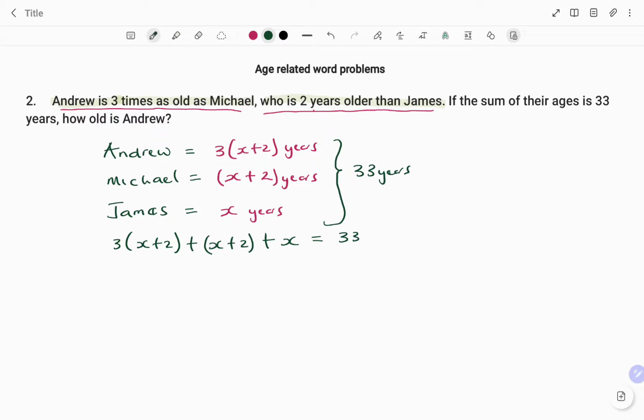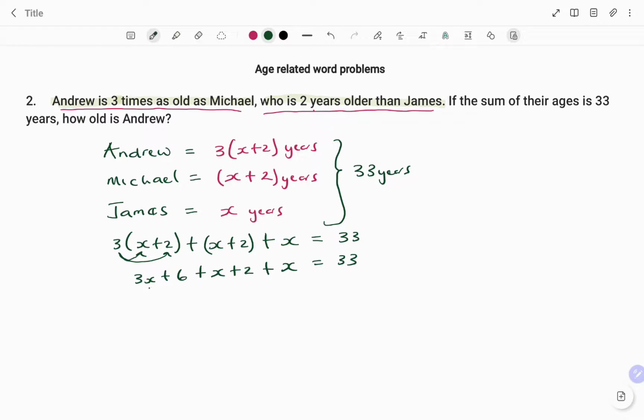Simplifying, I have 3 multiplying all the terms in the bracket. I have that as 3x plus 6. I'm going to open the bracket. There's an invisible 1 in front of my x plus 2. So that becomes x plus 2 plus x equals 33.